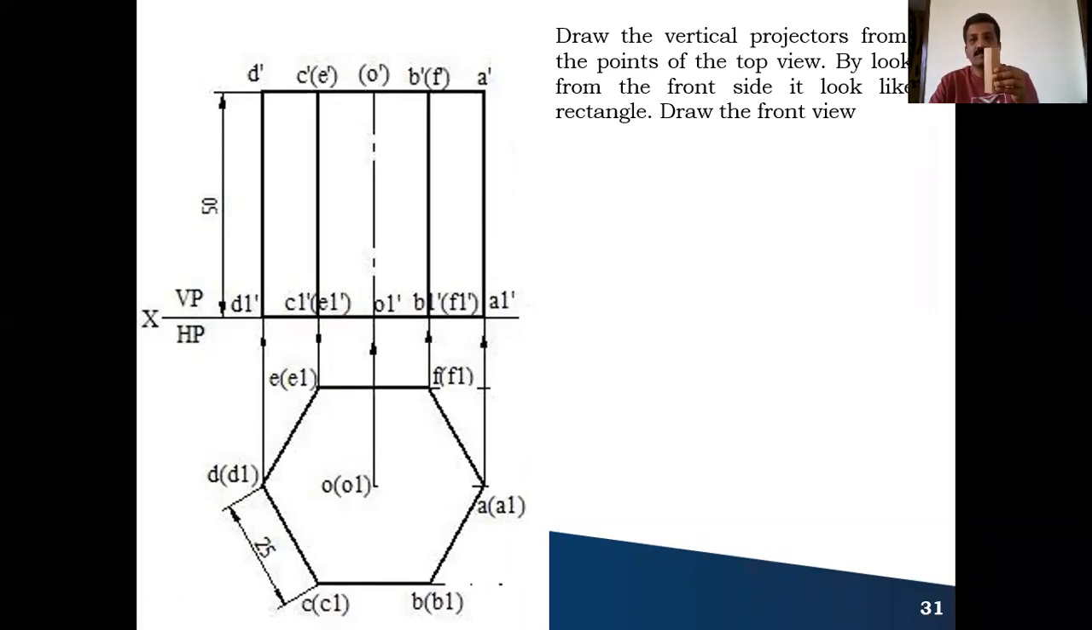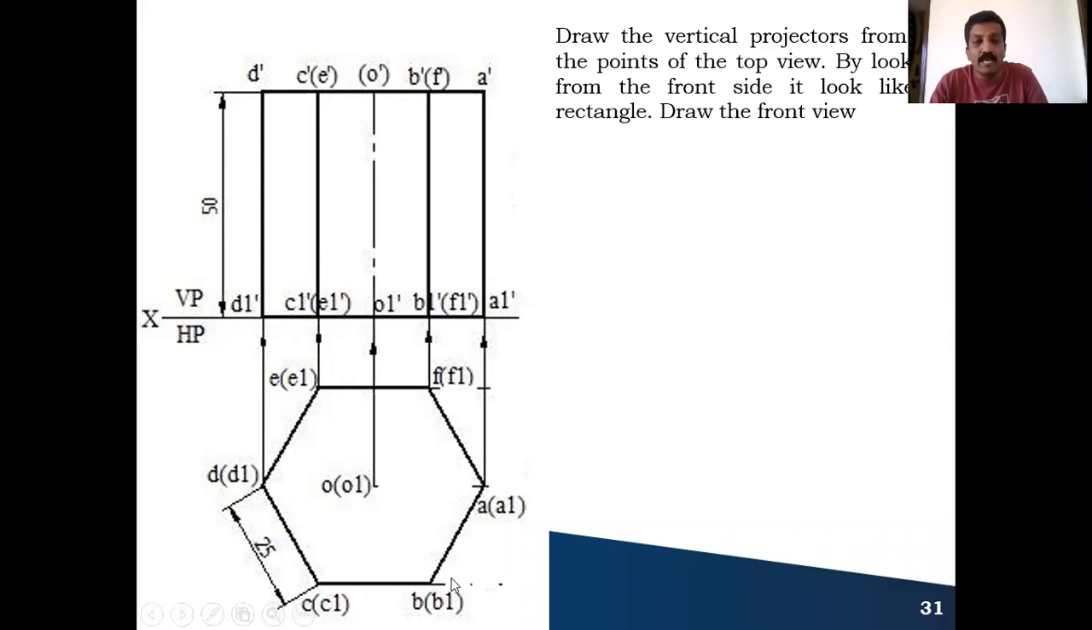See, this is your hexagon prism. The corner I have taken right side. So in the top view, it looks like a hexagon, and in the front view, it looks like a rectangle. So that is what you have to do. And here also it is same.